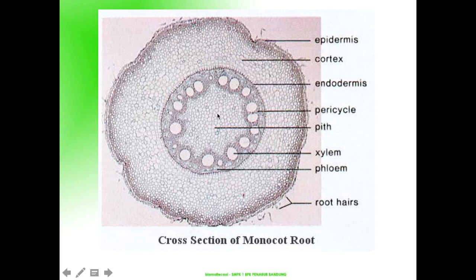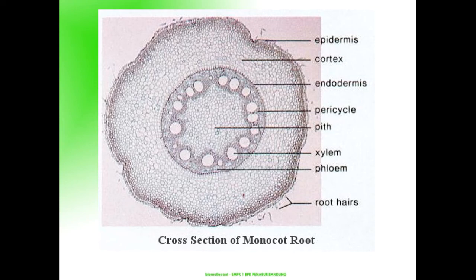Going deeper, we have these hollow parts. This is actually the xylem. And then in between two xylems we can see this one. Notice that? This one is brighter yet smaller. They are the phloem.